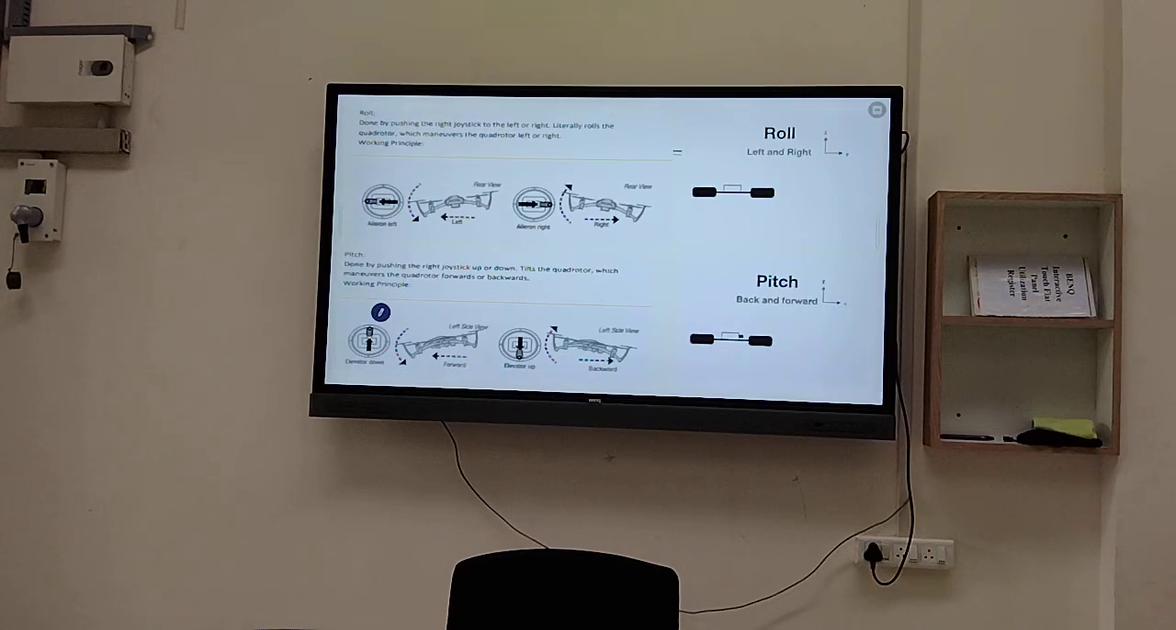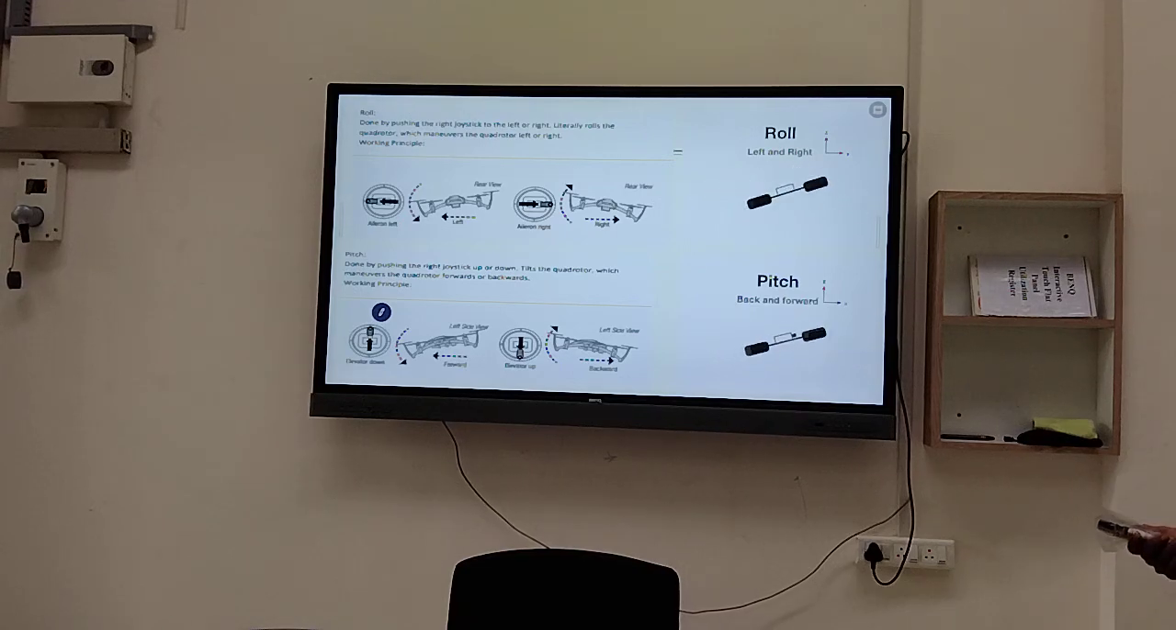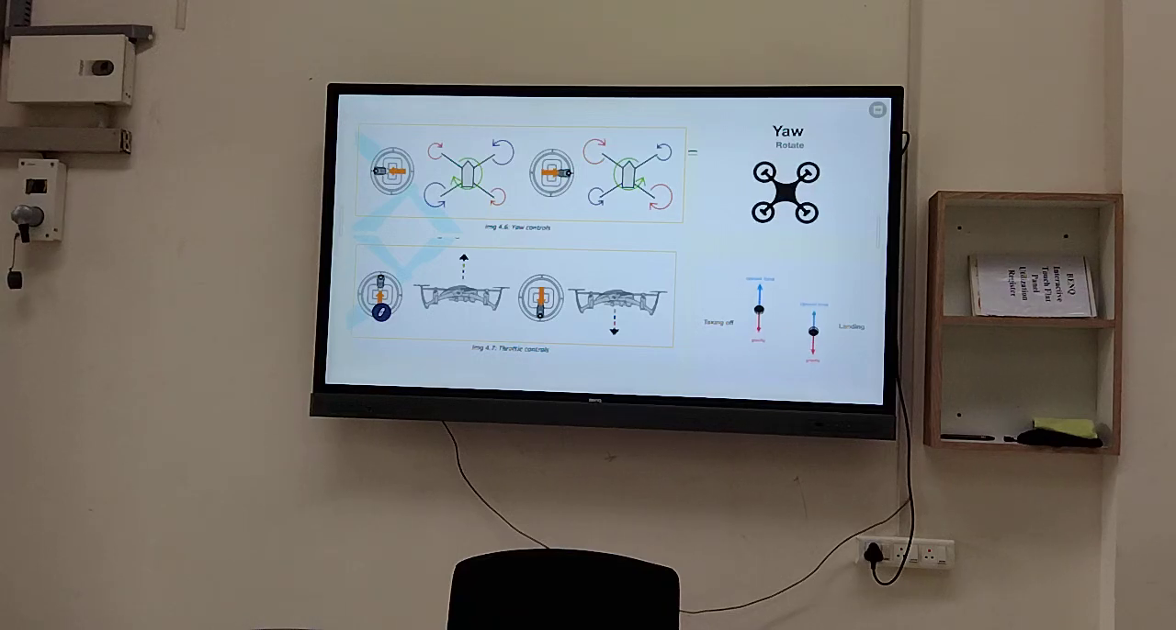नंतर working principle पण दाखवला आहे त्यांनी तो. Pitching, it is done by pushing the right joystick up or down. Tilts the quadrator which maneuvers the quadrator forward or backward. पिचिंग मध्ये काय होतं, फॉरवर्ड किंवा बॅकवर्ड होते ॲक्शन, आणि रोलिंग मध्ये काय होतं तुमचं राईट किंवा लेफ्ट साईडला मुवमेंट होते. यॉइंग ॲक्शन दाखवली का, रोटेशन लेफ्ट और राईट.